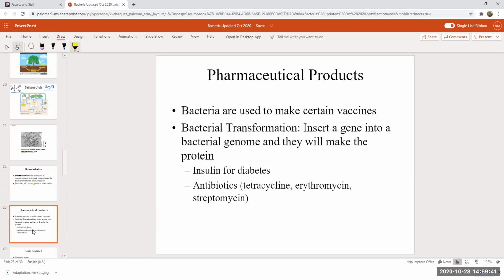We make pharmaceutical products using bacteria. So bacterial parts are used to make vaccinations against bacteria. There's an important process called bacterial transformation, in which you insert a gene into the bacterial genome and the bacteria will make that protein. So insulin for diabetics is made using bacteria. And we also make certain antibiotics using bacteria.